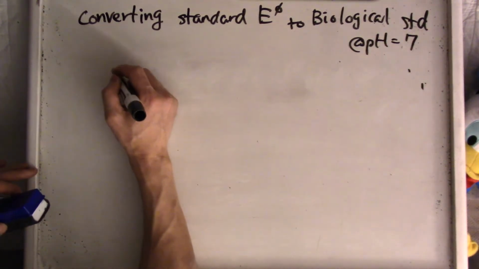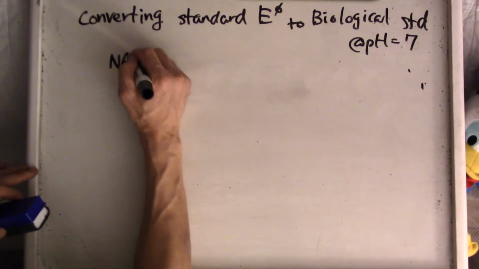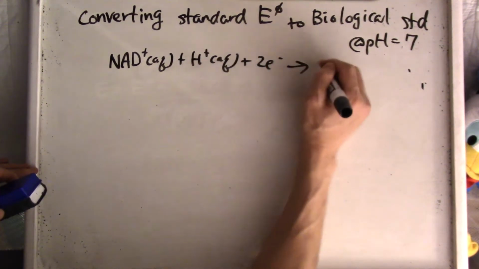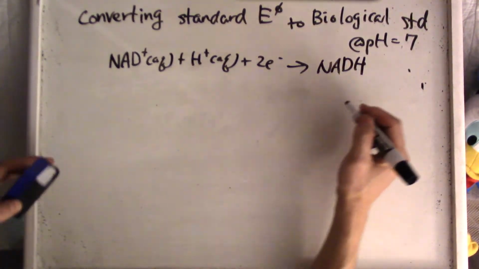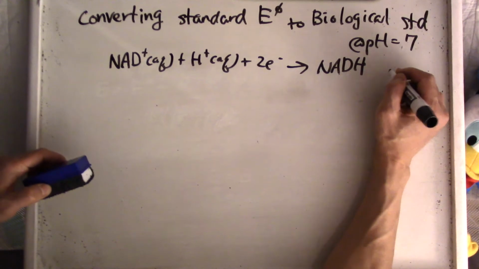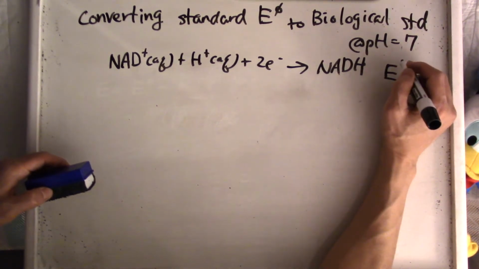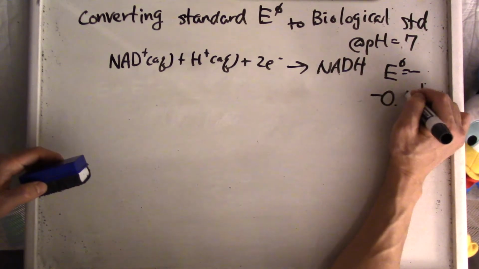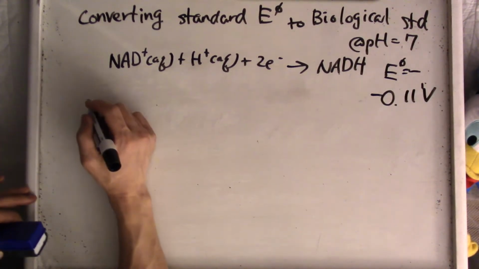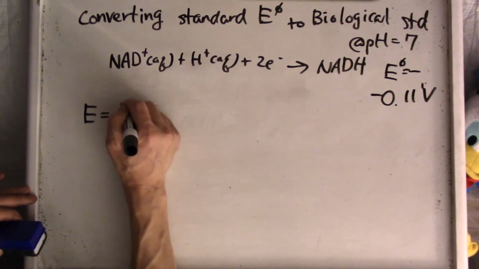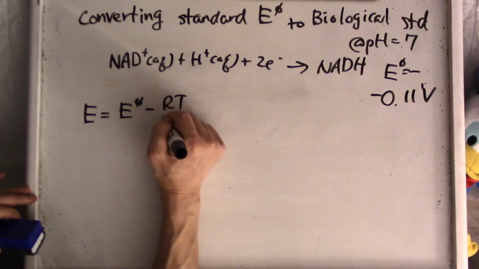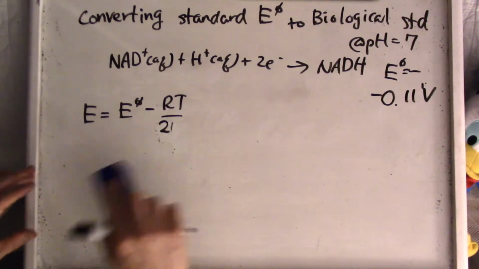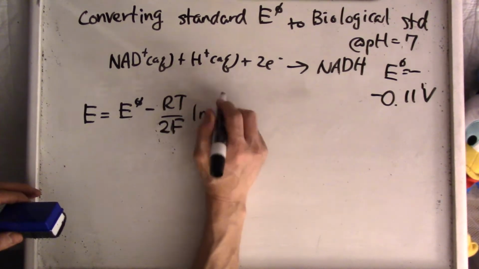So if you look at just an example of NAD plus, aqueous, plus H plus, aqueous, plus 2 electrons would go into NADH. And then E0 in this case is equal to minus 0.11 volts. So let's say E is equal to E standard minus RT over NF. Oh, sorry, in this case we already know it's 2 electrons, so 2F, times natural log of Q.